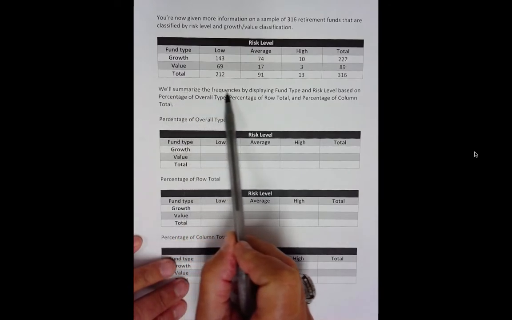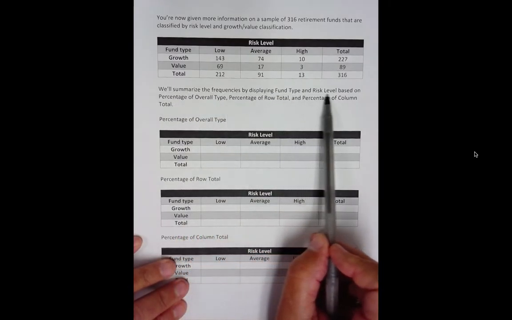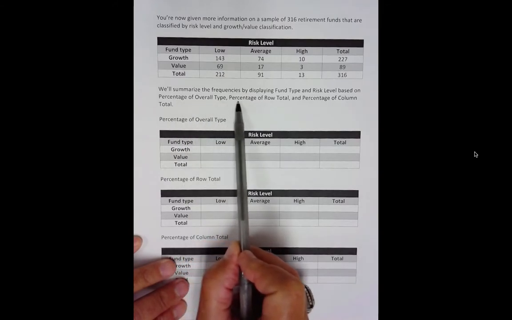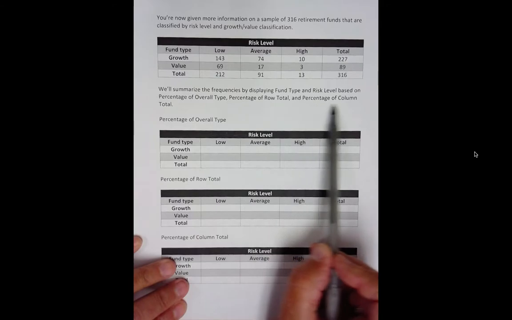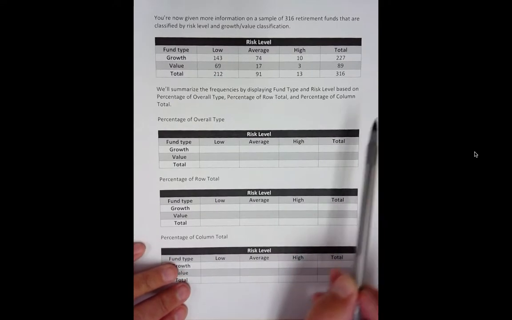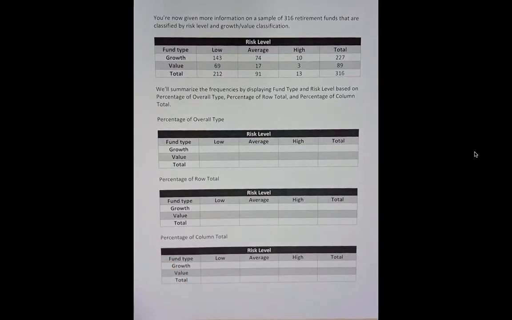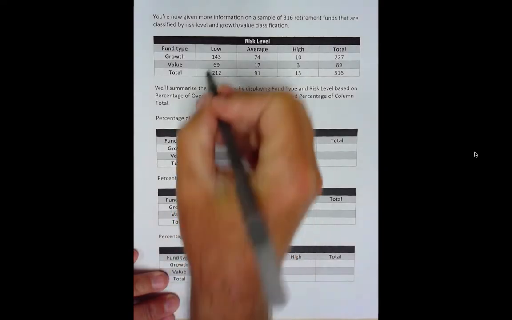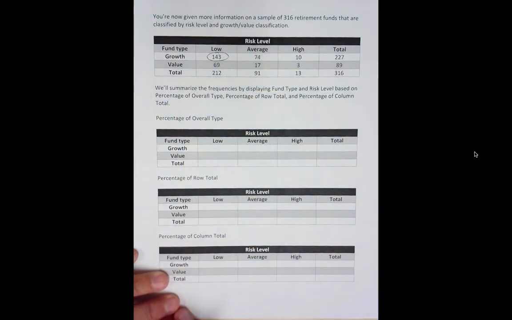First of all, you can summarize the frequencies by displaying as a percentage of overall type, percentage of row total, or percentage of column total. And one of the main purposes of this video is to teach you how to do that, or at least to demonstrate how to do that. Now, if we're looking at the percentage of overall type, what we're doing is we're taking each one of these cell counts and dividing by 316.